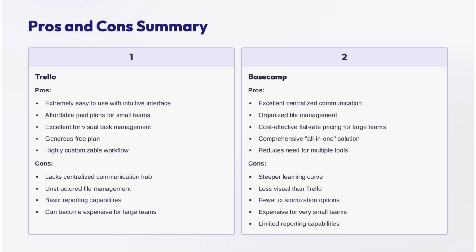Let's break down the trade-offs clearly. Trello wins on extremely easy use, intuitive interface, affordable plans for small teams, excellent visual task management, generous free plan, and highly customizable workflows. However, it lacks centralized communication, has unstructured file management, and becomes expensive for large teams. Basecamp offers excellent centralized communication, organized file management, cost-effective flat-rate pricing for large teams, and comprehensive all-in-one solutions. The costs, steeper learning curve, less visual than Trello, fewer customization options, and expensive for very small teams.